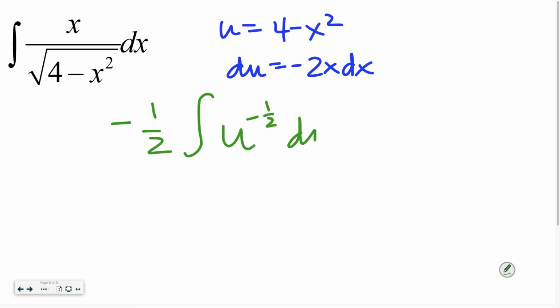So this becomes negative 1/2 integral of U to the negative 1/2 du.